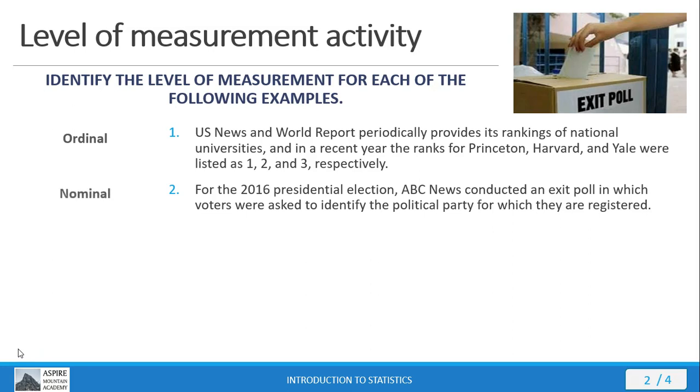Yes, nominal. Names of political parties are by definition categorical data, which means we have either nominal or ordinal data. What's the difference? Nominal data categories have no natural order, while ordinal data categories do. Names have no natural order, and so here we have nominal data.